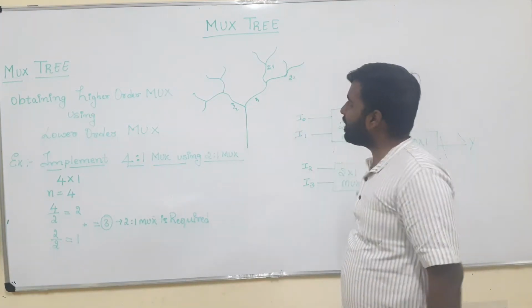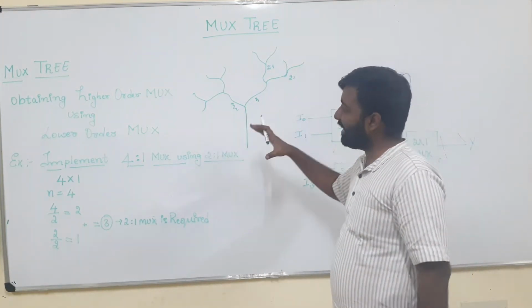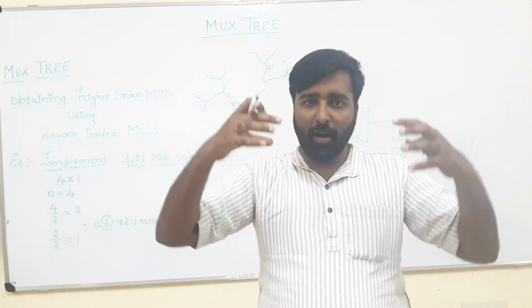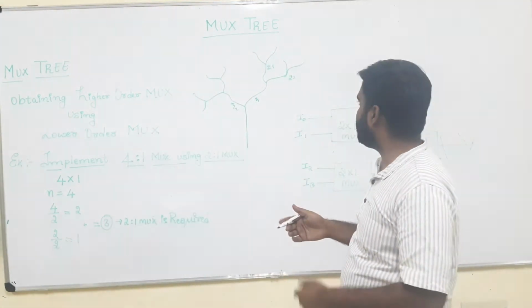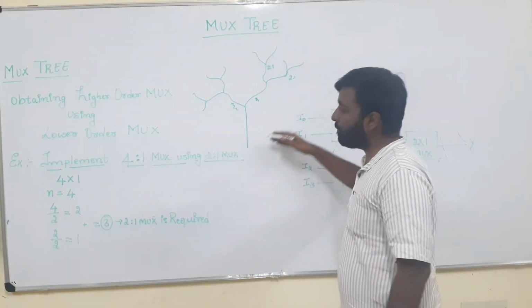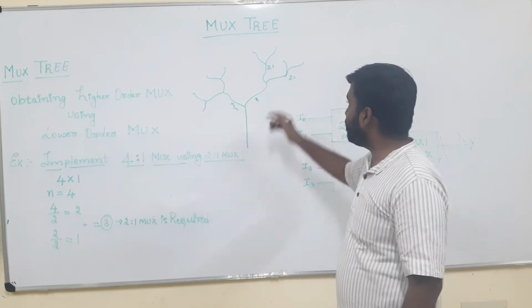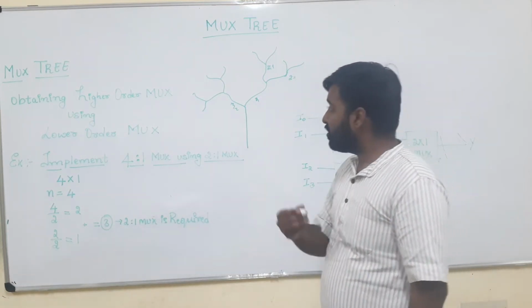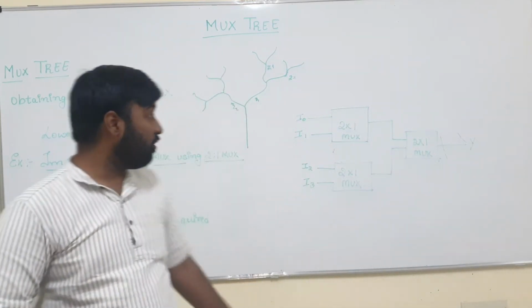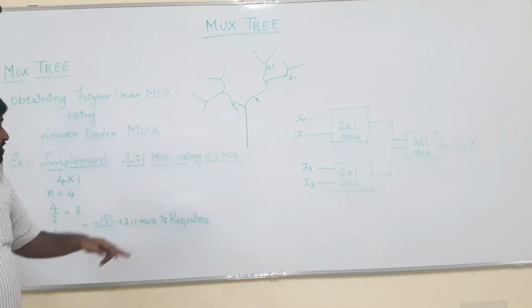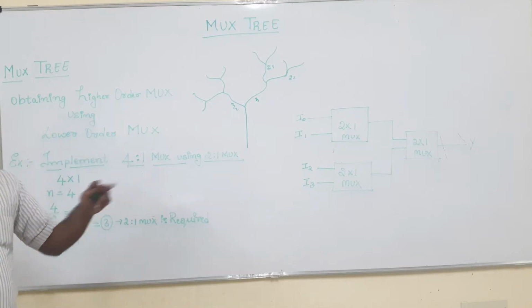So these are a simple representation. Typically I am reducing your whole tree to small multiplexer-like structures. This is a whole big multiplexer which can be reduced using small multiplexers. So the concept is very simple here. What do you mean by MUX tree? Obtaining a higher order MUX using lower order MUX.